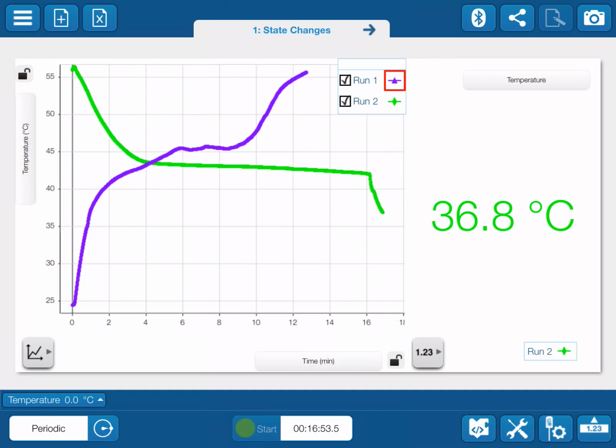You can use my sample data for the cooling portion of the graph if you didn't get to that part or you didn't get very far with that part.